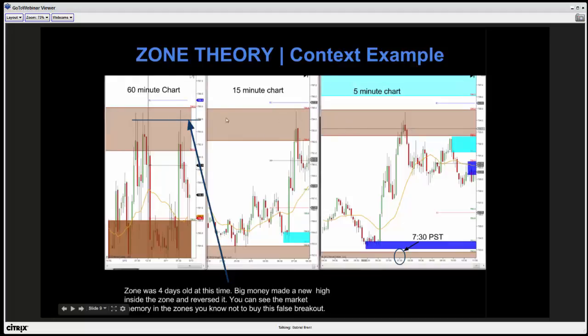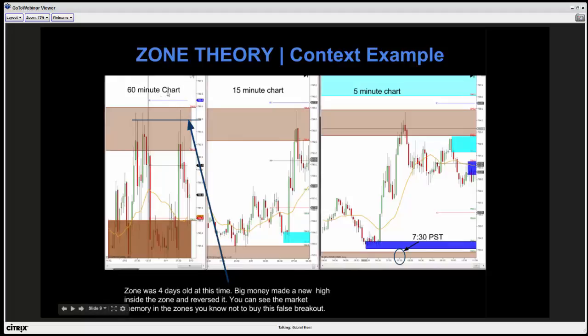Notice that the brown zone, that means that it's been hit 4 times or more, and it's brown on all 4 of these charts. Now, this zone is actually 4 days old at this time, and for most price action traders that are using a bar-by-bar analysis, it looks like we just exceeded a double top over here. And guess what that means? That means it's time to jump onto the long bus, my friends. We're going long, but guess what? It's still inside the zone. The zone is still there.